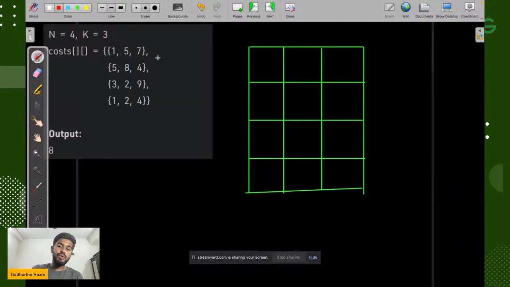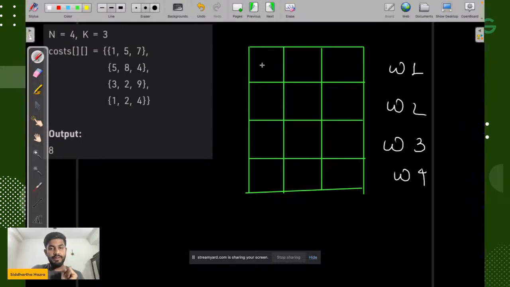Okay, now quickly let us write. So suppose I want, so this is wall 1. Let us write W1, W2, W3, and W4. So see just carefully. To paint the first wall with the first color, I would just require a cost of 1 because I have no constraint.